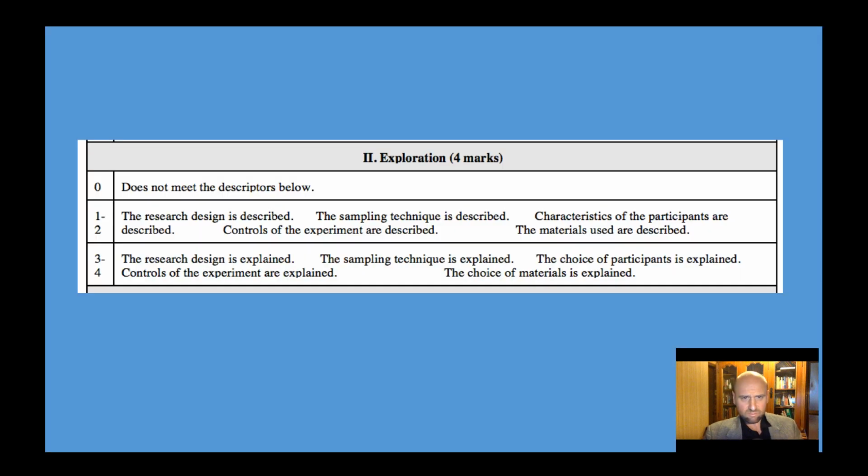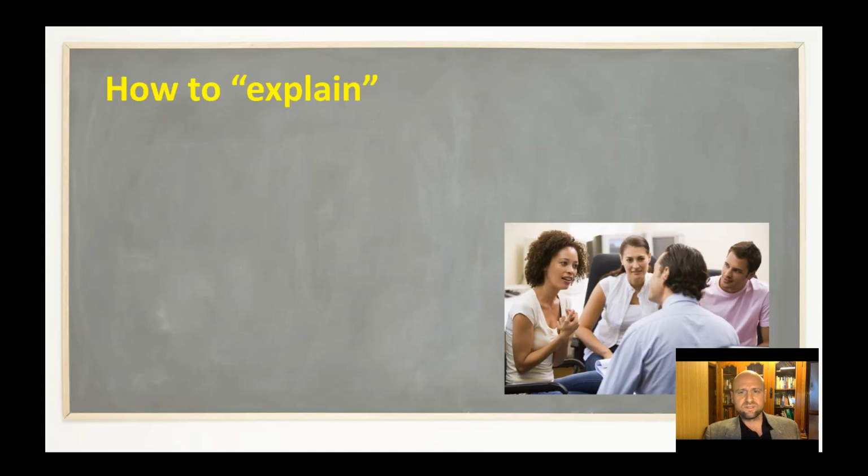Yeah, so let's look at the rubric. To get 1 or 2 marks, there's only one difference between these two things, right? Top marks or middle marks: described or explained. The sampling technique is described, the sampling technique is explained. So clearly you have to explain these 5 things to get the top marks. So what does it mean to explain? How do we make sure we're doing that? And what's the difference from an explanation to a description?